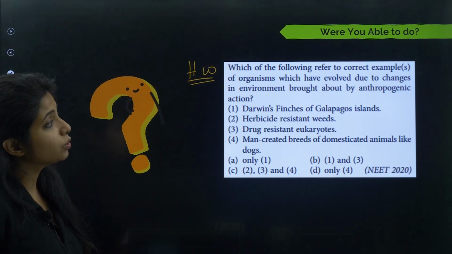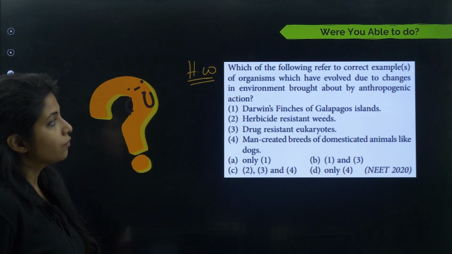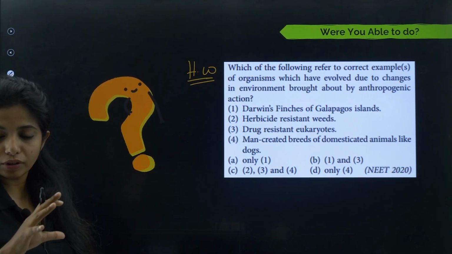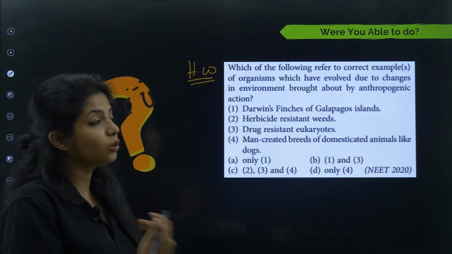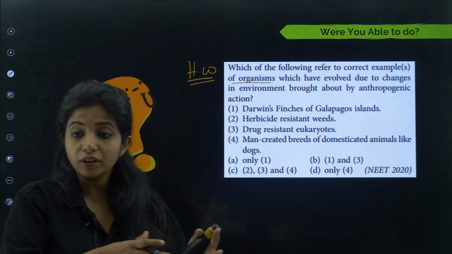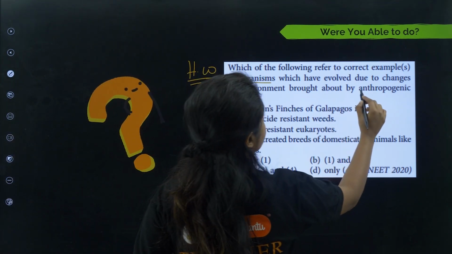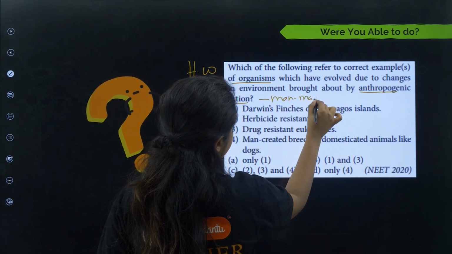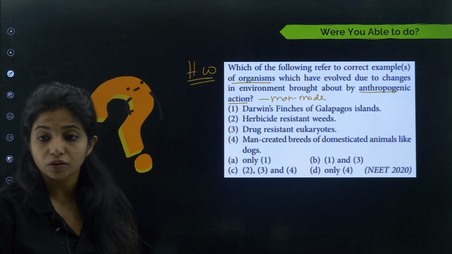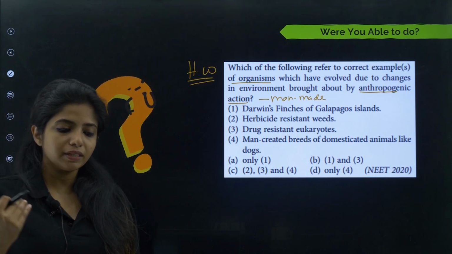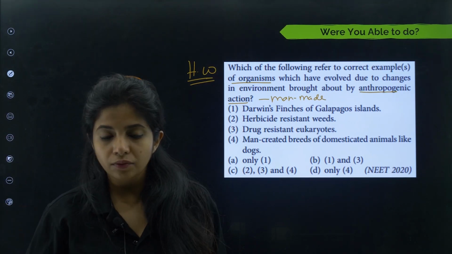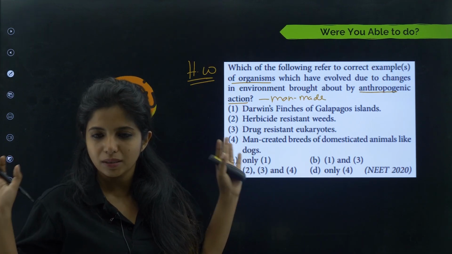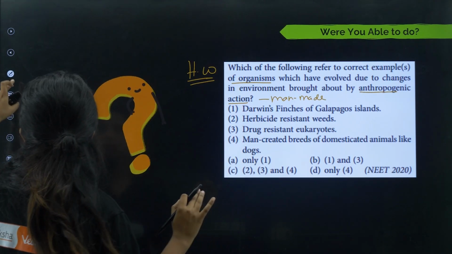Which of the following refer to correct examples of organisms which have evolved due to changes in environment? First statement says you have to choose the correct example of the organisms, those that have evolved by anthropogenic action. Anthropogenic action, because that means man-made things. Because of the man-made things, which are the organisms that have evolved. So basically, the question is asking you in what set of these examples do you think there is an involvement of man? That's the simplest way to explain this particular question.